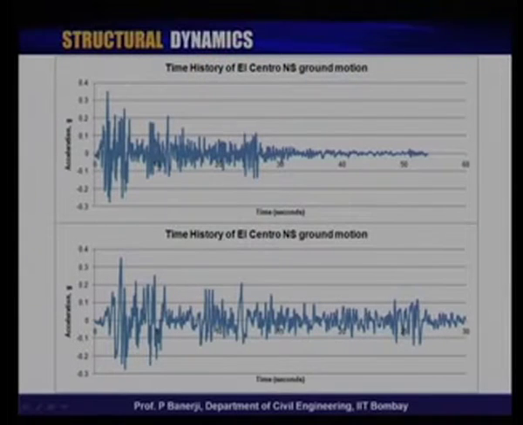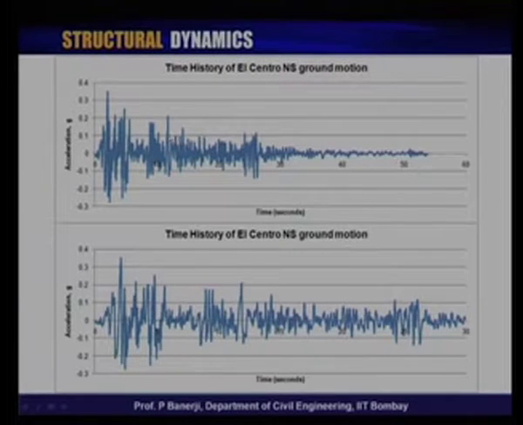So, if you look at a particular ground motion, this is a time history at a station called El Centro during the 1940 Imperial Valley earthquake. This is the El Centro station, so that is where this record was made. This is the part when the P waves come. This is when the major horizontal shaking happens, this is the horizontal ground motion.